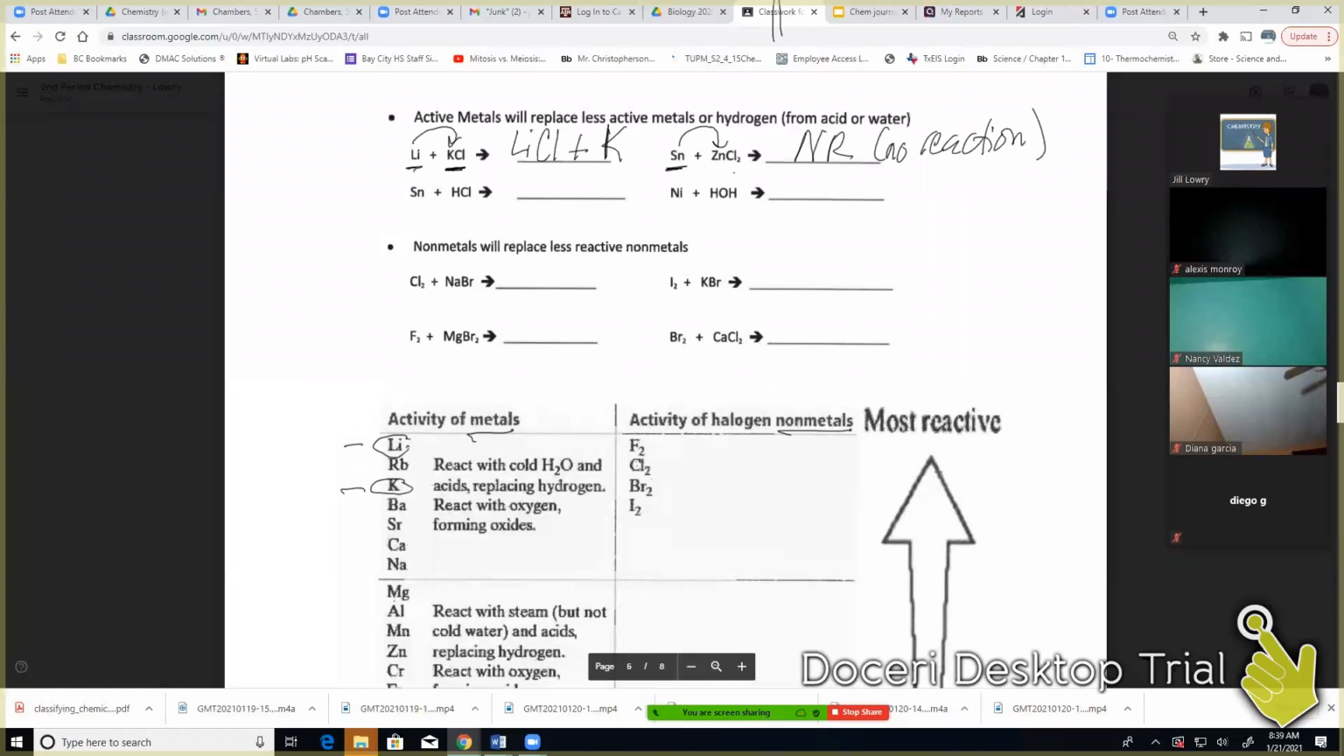If the one that is all by itself is not higher up than what it's trying to replace, then that reaction will not happen. You will have an NR. All right, why don't y'all try those next two and just see if they're NRs or if they're good reactions.